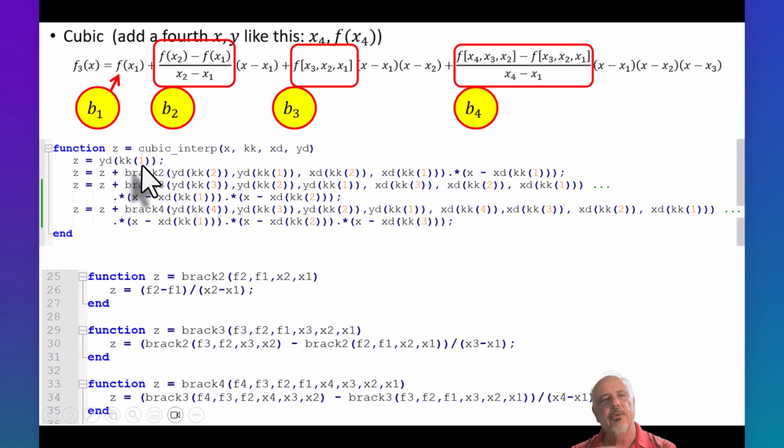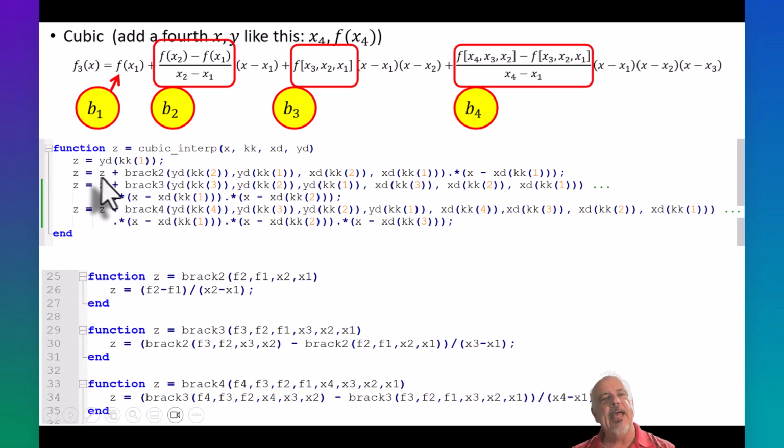And then I'm just going to use kk1 as my first value, the first one that I want. kk2 is going to be the second, kk3 the third, kk4 the fourth. So the first thing I do is go term by term here. I'm going to add in my b1, which is going to be the y. My data is coming in as a bunch of x's and a bunch of y's, xd and yd. So yd is my f. I'm going to pull out that very first one, and that's going to be my b1.